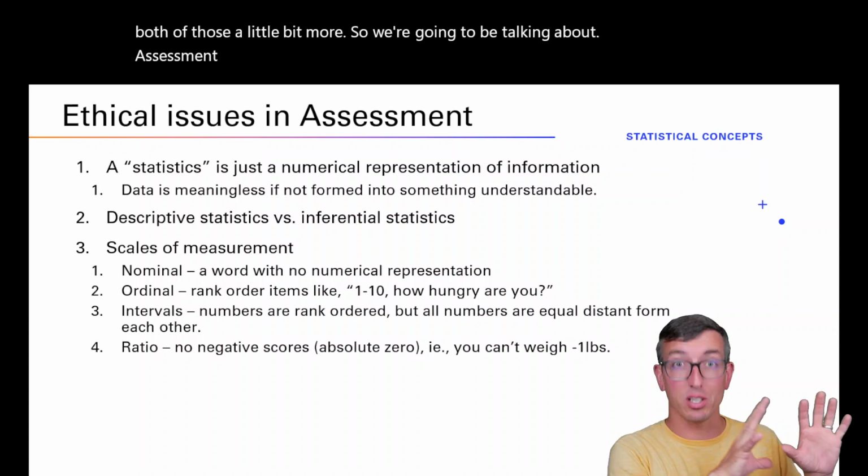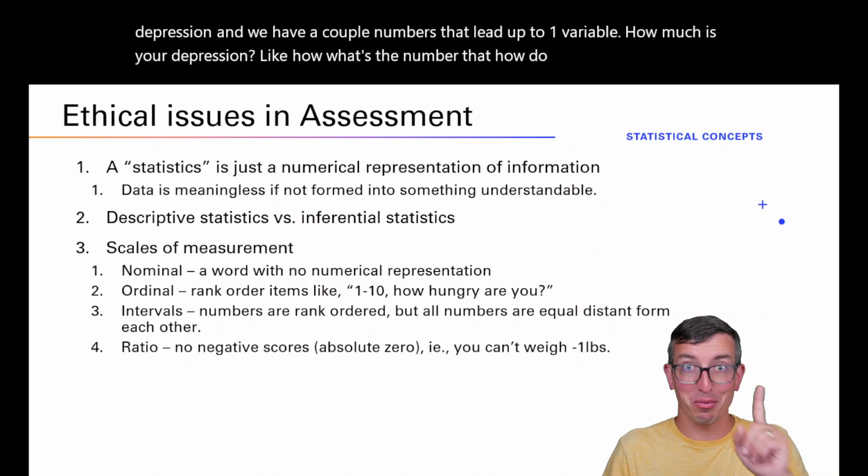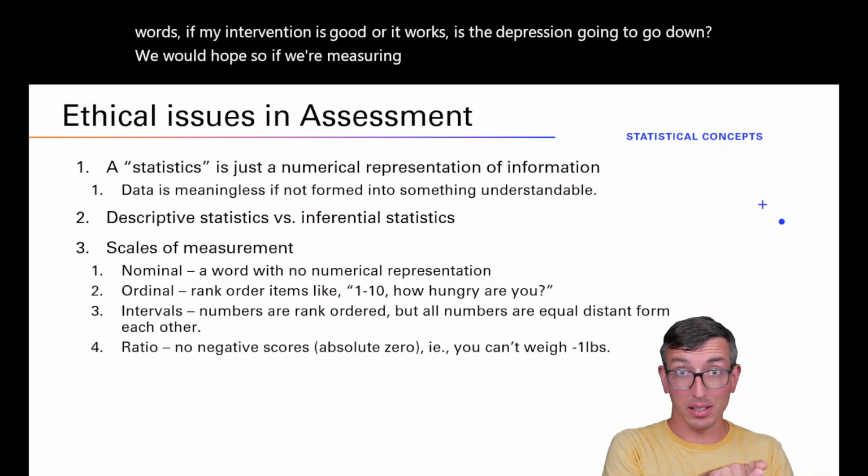Occasionally, we'll dip our toe into what research is and how it is formed, specifically when we're talking about things like correlations. We might give an assessment on something like depression, and we have a couple of numbers that lead up to one variable: how much is your depression? What's the number? How do we quantify that one variable? With correlation, that's two variables. If I change the intervention, what does that do to the dependent variable? Does it go up or down? In other words, if my intervention works, is the depression going to go down? We would hope so. If we're measuring something else like resilience, it might go up. We'll get into that a little bit later.